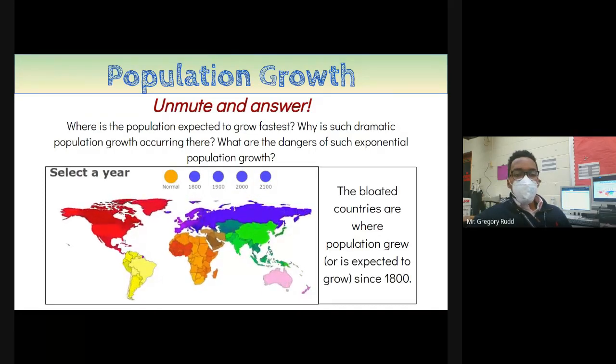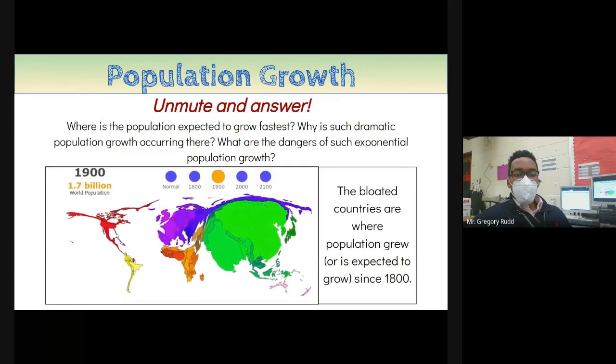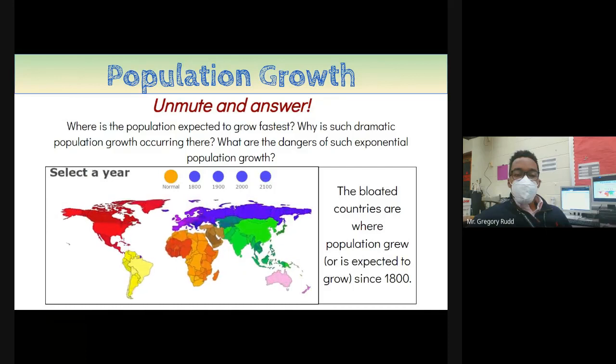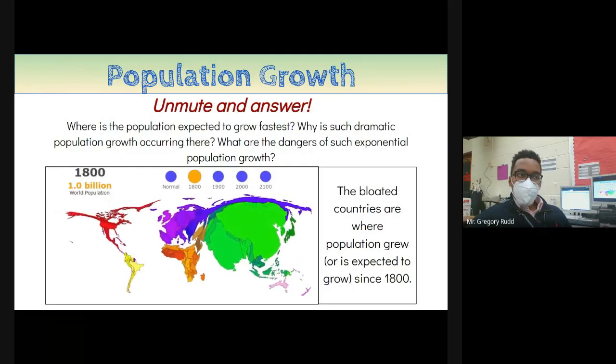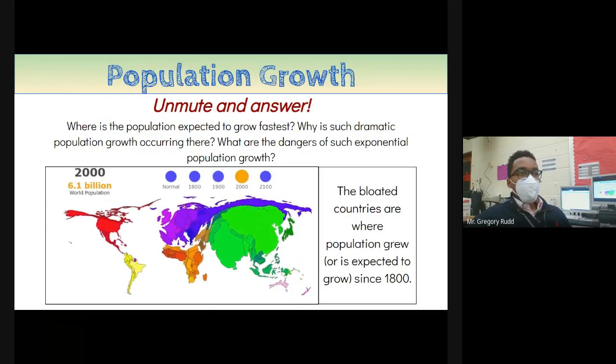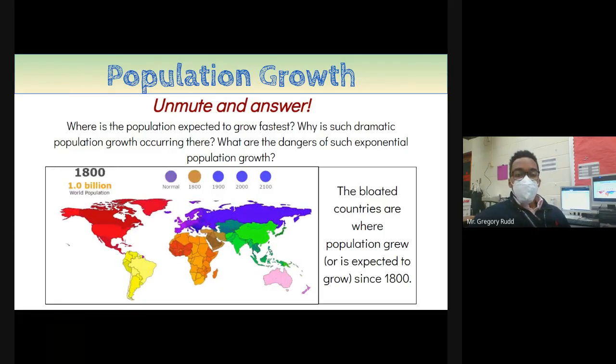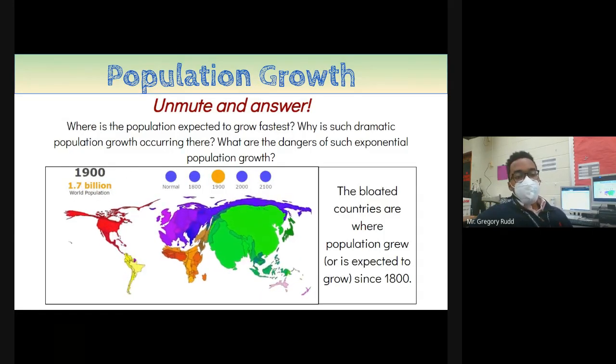That's not Europe. A little bit further east of Europe. Somebody said something. Asia, thank you. So the green countries are the Asian countries.